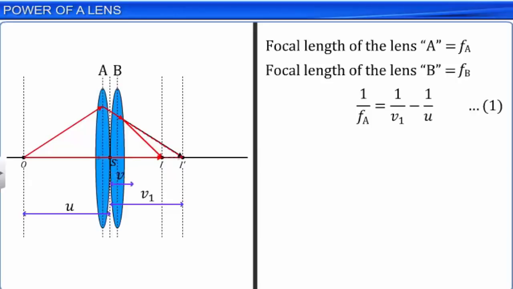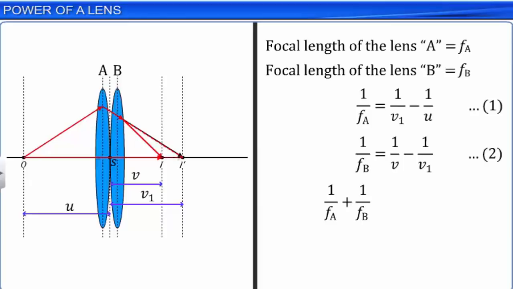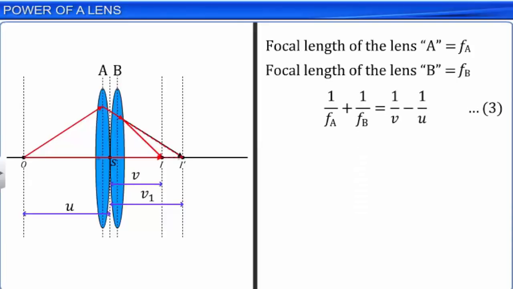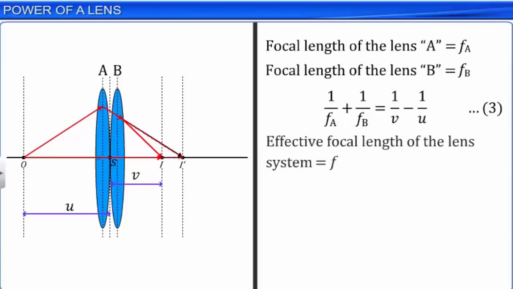By adding equations 1 and 2, we get 1/FA plus 1/FB is equal to 1/V minus 1/U. Let this be equation 3. For the system of two thin lenses in contact, U is the object distance and V is the image distance. If F is the effective focal length of the lens system, then using the thin lens formula, we can write that 1 by F is equal to 1 by V minus 1 by U. Let this be equation 4. From equations 3 and 4, we can write that 1 by F is equal to 1 by FA plus 1 by FB. Let this be equation 5.